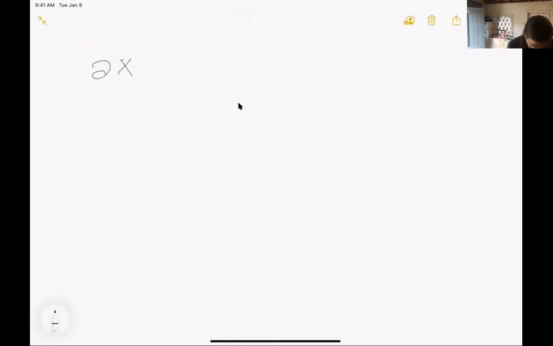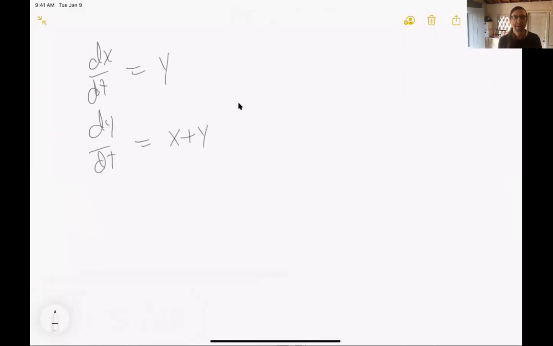I'm going to give you a system. dx dt equals y, dy dt equals x plus y. There, I just made up a system. Now if this were Hamiltonian, then this would be minus partial of h with respect to y, and this would be partial of h with respect to x. So if I differentiate the first one with respect to x and the second one with respect to y, I'm just picking up the mixed partials, which should be equal.